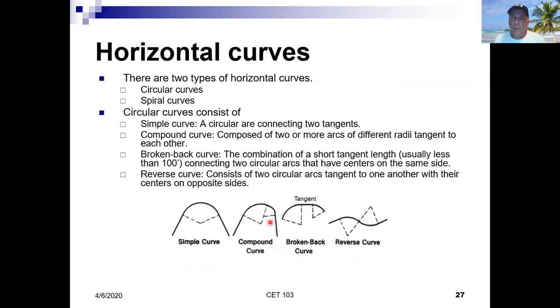The simple curve, the compound curve, which uses two curves, the broken back curve, which uses a curve and a tangent, or the reverse curve, where we have curves going in both directions. Again, the latter three being simple curves, just having multiple curves versus the first one only having one curve.